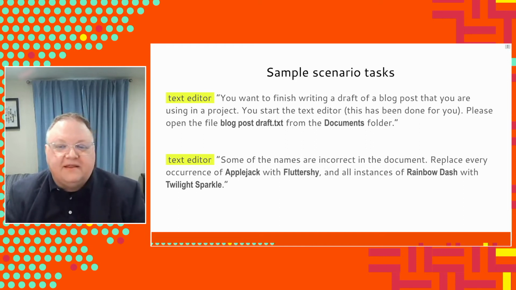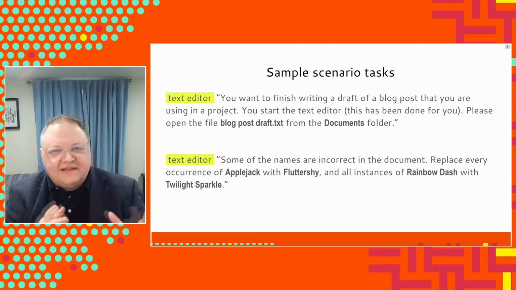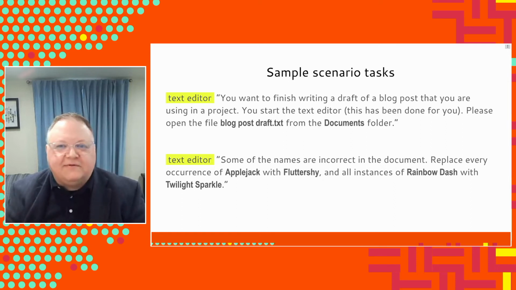Or another one might be that some of the names in this document are incorrect. Replace every occurrence of Applejack with Fluttershy and all instances of Rainbow Dash with Twilight Sparkle. I wrote this scenario task when My Little Pony Friendship is Magic was very popular on television. So this, again, is setting up a brief context. Some of these names are incorrect in the document. That's the context. And then the thing you're asking to do that's very specific is replace every occurrence of Applejack with Fluttershy and every occurrence of Rainbow Dash with Twilight Sparkle.